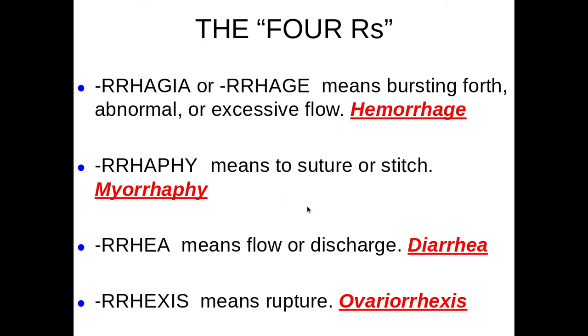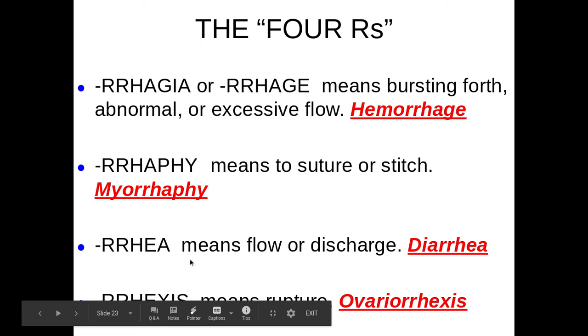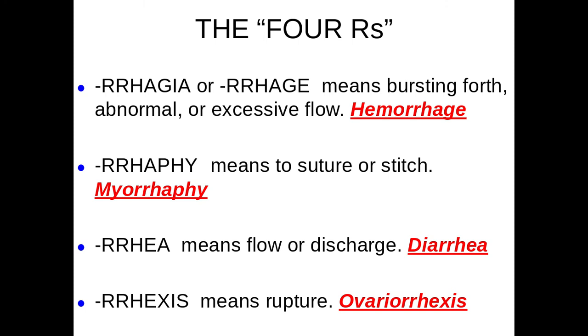You have rrhaphy, which means suture or stitch. I know you guys don't know what myo means, but myo means muscle. So basically, if you put these together, somebody has a stitch or suture in their muscle. You have rrhea, which means flow or discharge. I'm sure people have had diarrhea at some point in their life, not to get too TMI, but that's just an excessive flow of, obviously, poop. But you can also have what's called rhinorrhea. Rhino means nose. So if you put it together, you're having excessive discharge from your nose. If you've ever had a runny nose, that's rhinorrhea.